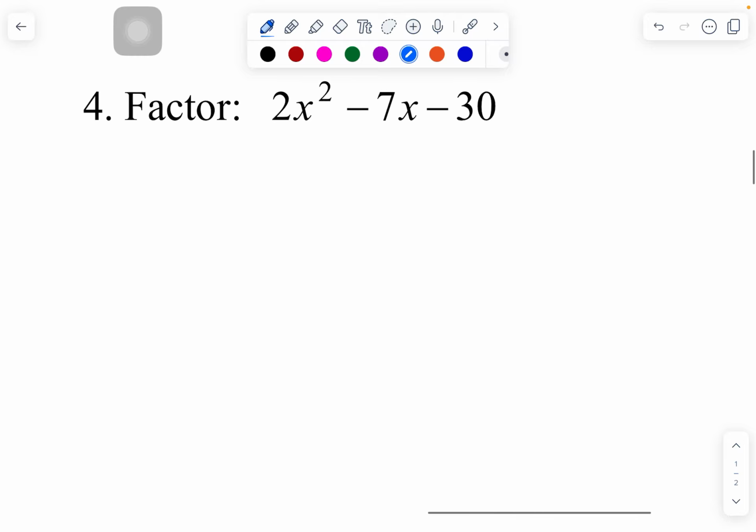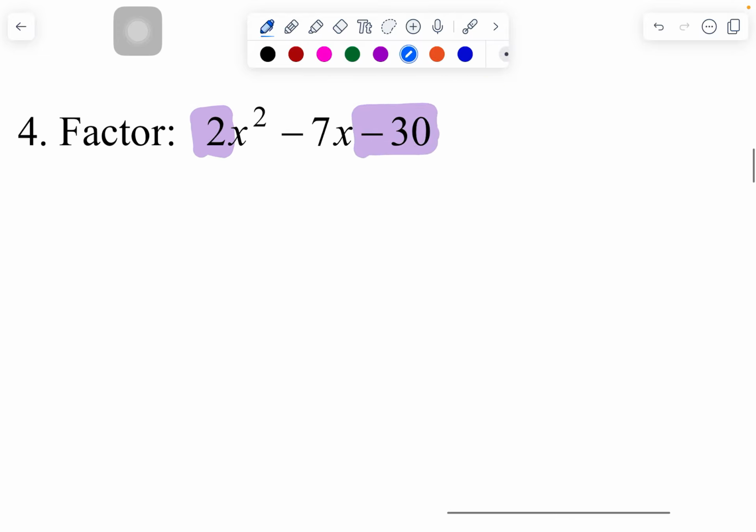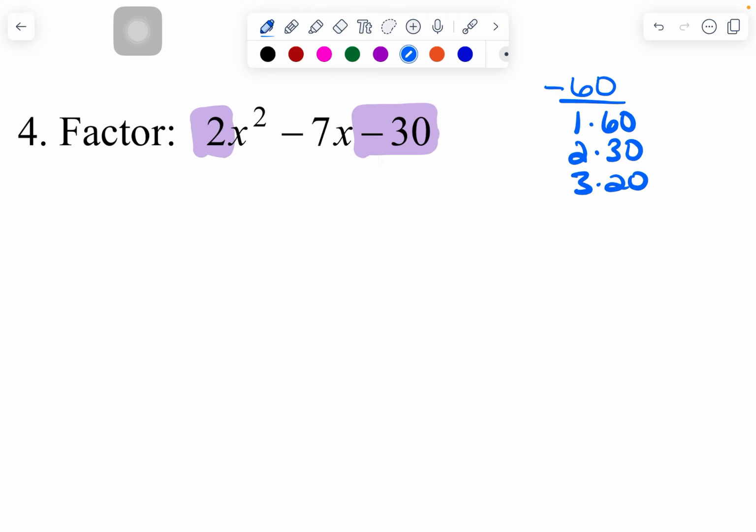So, AC method. You're going to take your A value times your C value, and that's going to get me a negative 60. Now, for right now, I'm just going to write out things that multiply to 60. So 1 times 60, 2 times 30, 3 times 20, 4 times 15, 5 times 12, 6 times 10. 7 doesn't work, 8 doesn't work, 9 doesn't work, 10 is already there. Okay, that's the whole list of things that multiply out to 60. That's a lot of possibilities, okay?